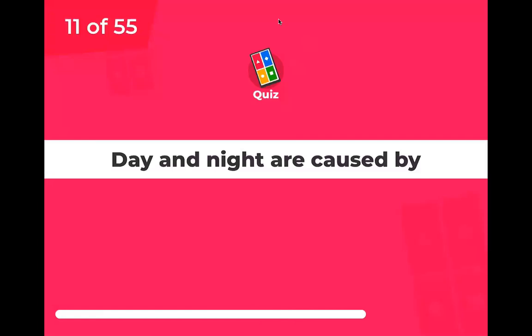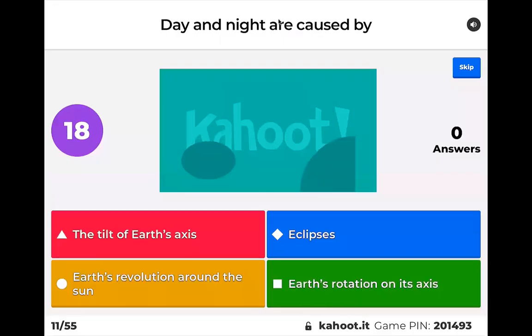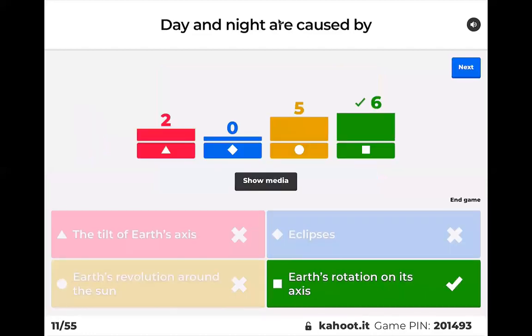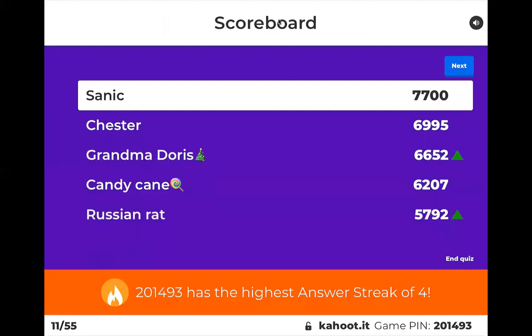Day and night are caused by the tilt of Earth's axis, Earth's revolution around the sun, eclipses, or Earth's rotation on its axis. Day and night. Yes, Earth's rotation. Rotation, rotation, rotation. Russian rat is up. Hey, I didn't know there were such things.